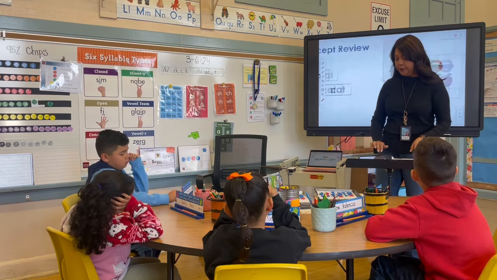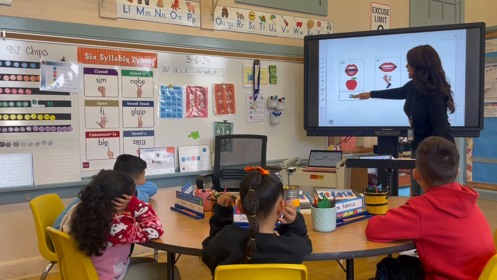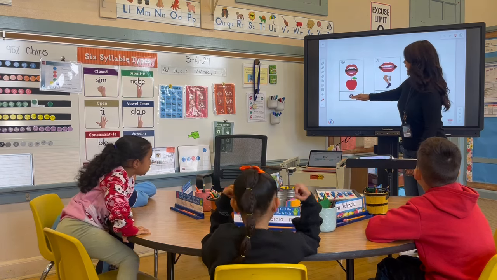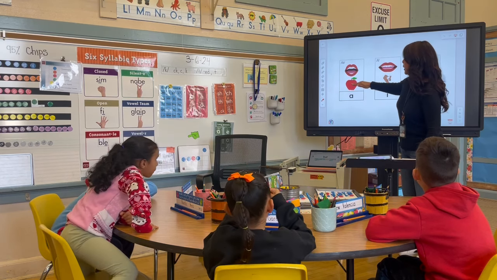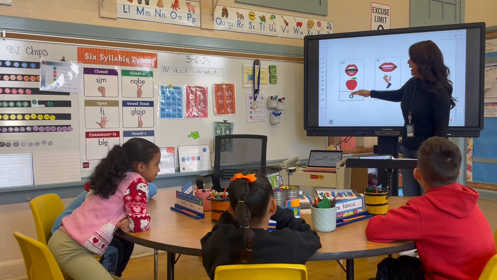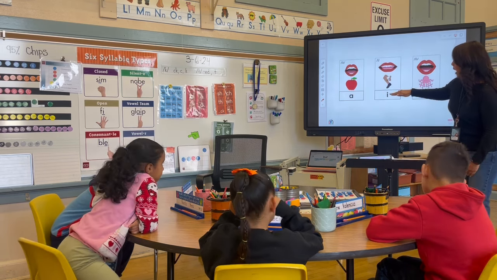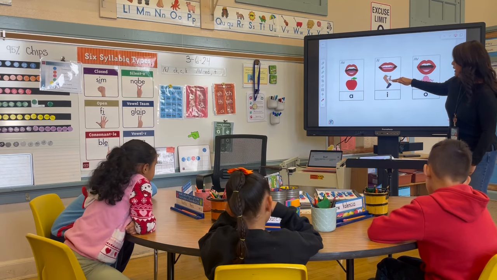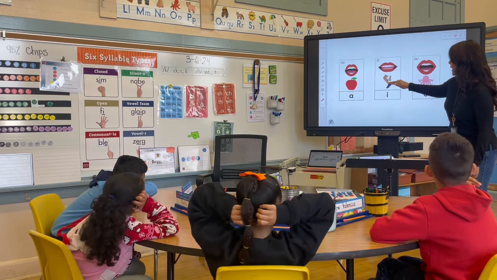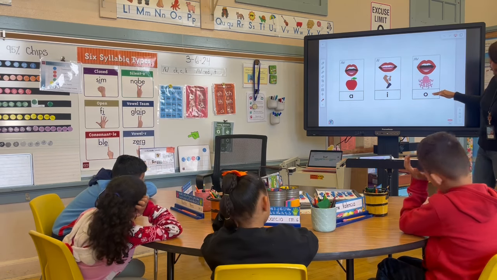Okay, so the first one is we're going to go ahead and review our sounds. We're going to start by saying the letter, the picture, and the sound. You guys ready? Here we go. A, apple, A. Let's try that one more time. A, apple, A. Let's try this one. I, itch, it. Try it again. I, itch, it.